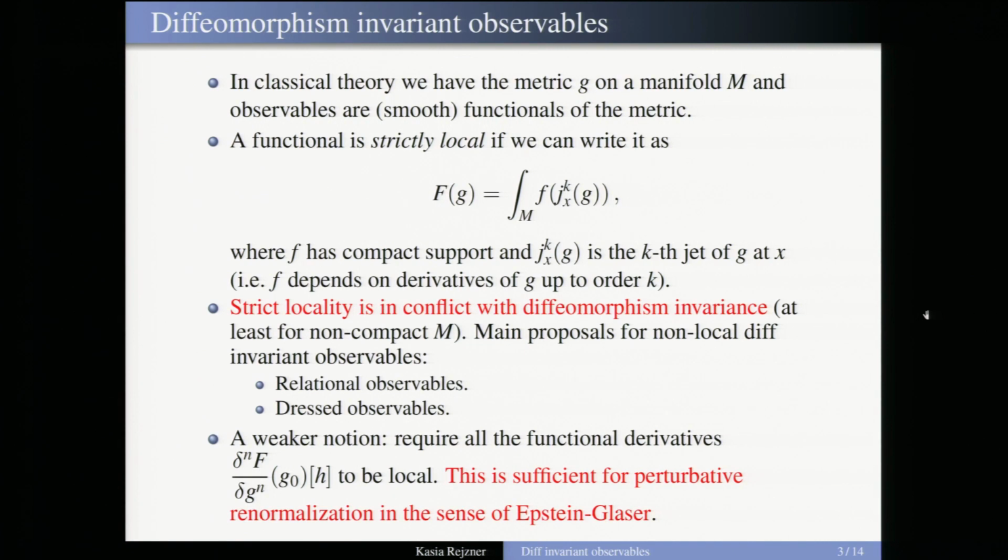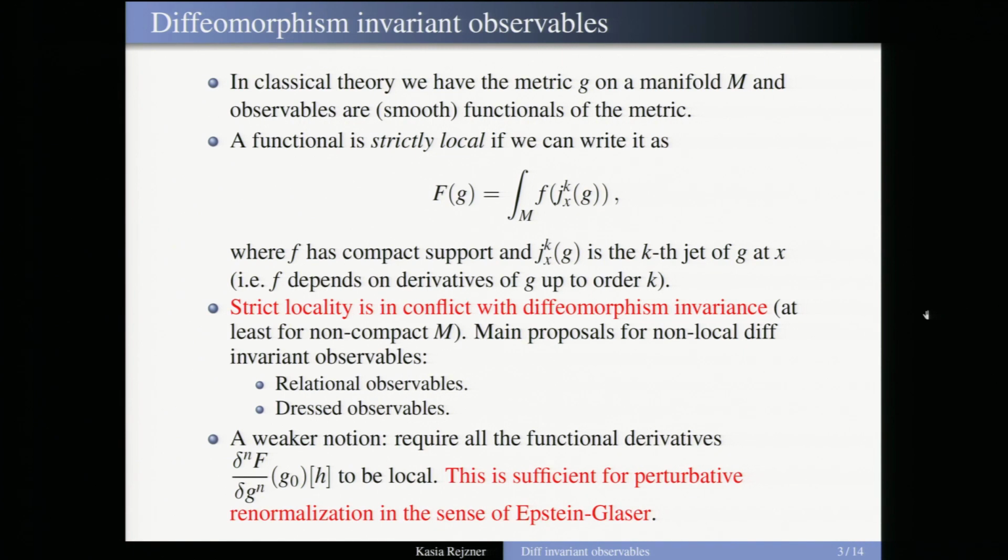Okay, and it turns out that this weaker locality is actually sufficient if I want to run perturbative renormalization in the sense of Epstein-Glaser. So Epstein-Glaser renormalization is my favorite renormalization scheme. Not really well known, so if you want to ask about it, I'm happy to answer in the discussion. So it's based on position space and, again, I'm a mathematician. It's mathematically rigorous, so I like it.